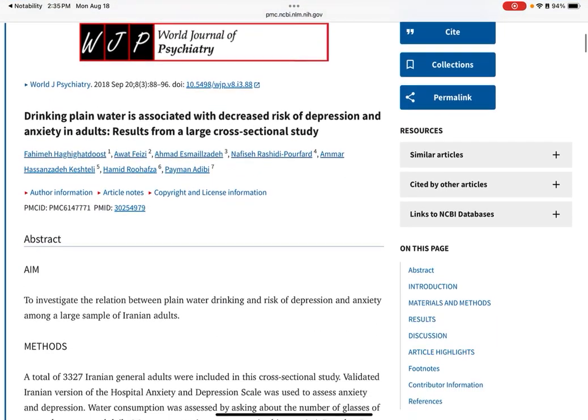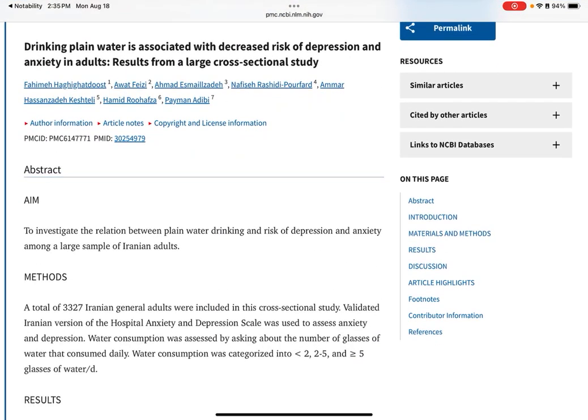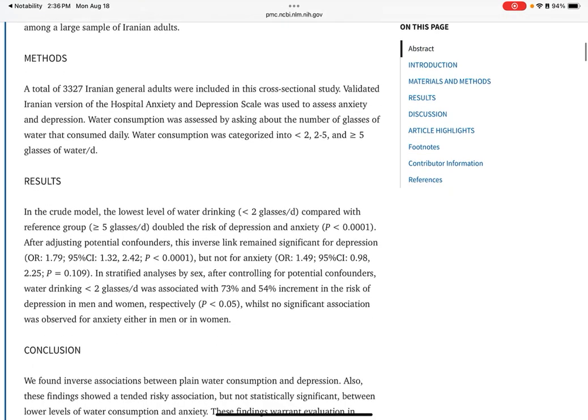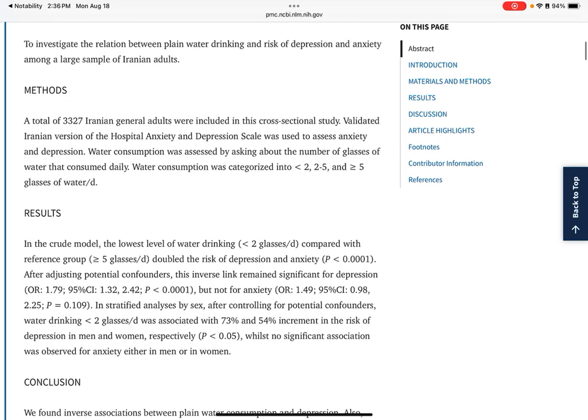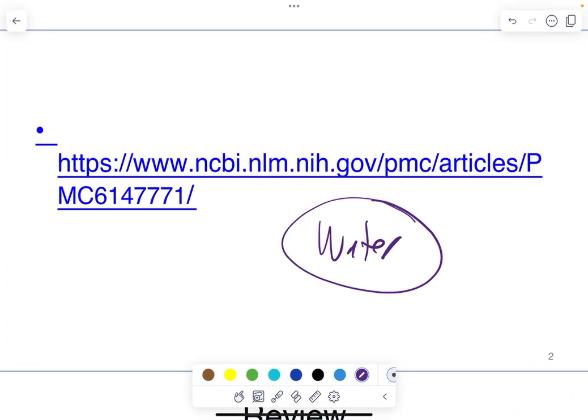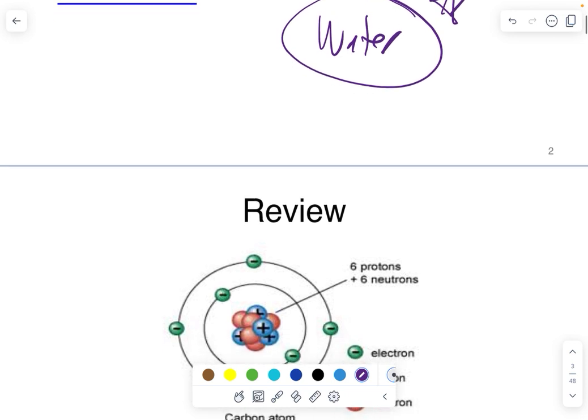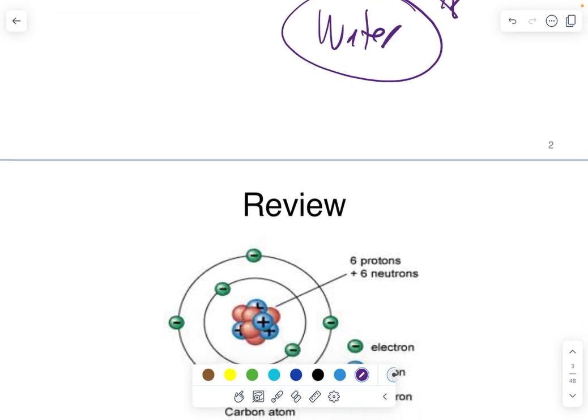It's so important that drinking plain water is associated with a decreased risk of depression and anxiety in adults. If you look at the results, there's an inverse association between plain water consumption and depression. Inverse means if there's more water that you drink, you're less likely to become depressed. Pretty impressive how important water is, not just to our normal bodily functions, but also to maintaining mental health.